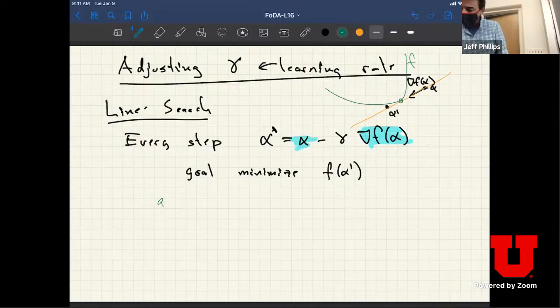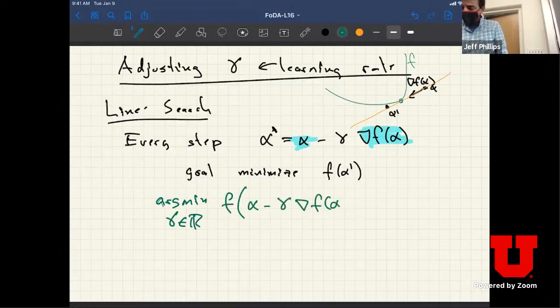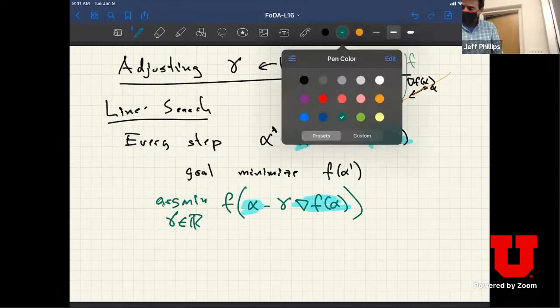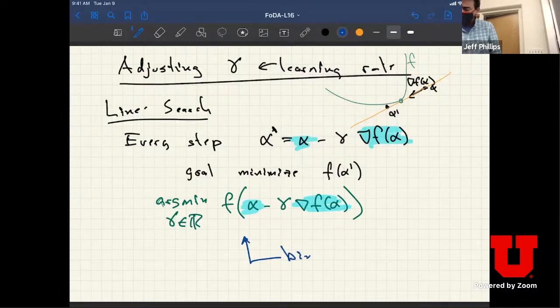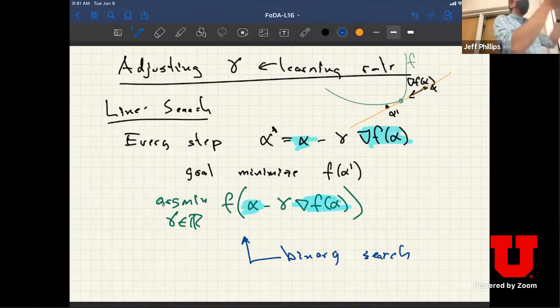So I can say I want to find the argmin over lambda, which is just gamma, a single scalar value now, of f of alpha minus gamma times the gradient. Again, the other quantities are fixed, so I'm just solving for gamma here, and I can do something like binary search. Often people do something like binary search. I put in the notes something about the golden section search, which is a little bit better than binary search in this setting.